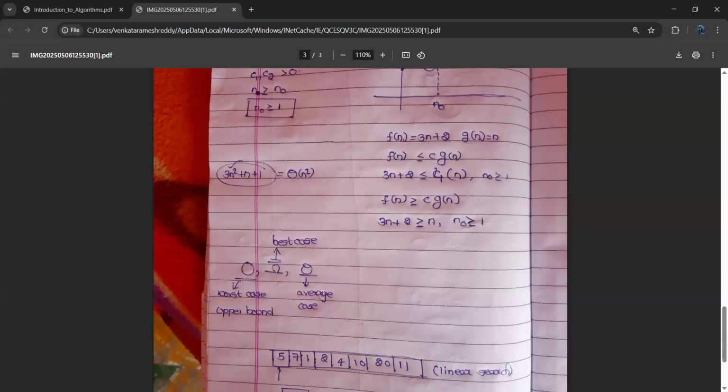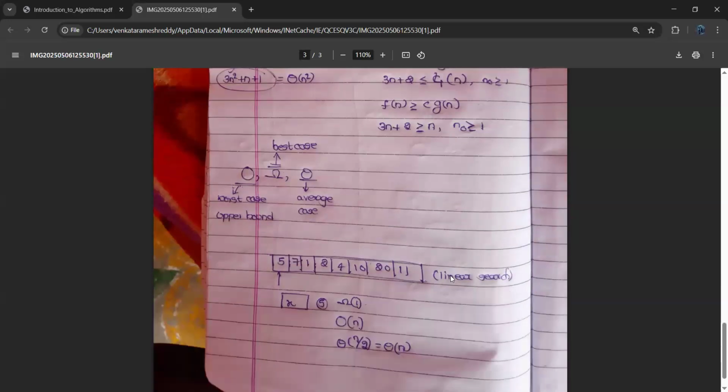These are the asymptotic notations which represent the time complexities of an algorithm. Big O always represents the worst case time complexity, big omega always represents the best case time complexity, and big theta always represents the average case time complexity. So that is what it is saying.